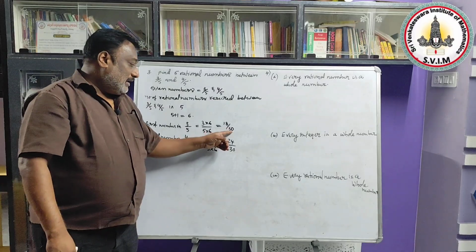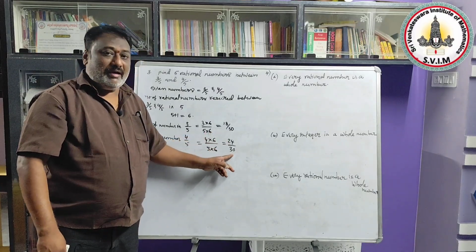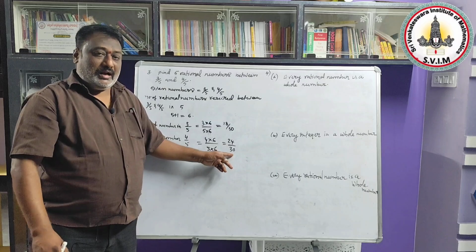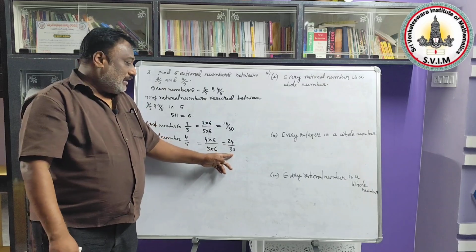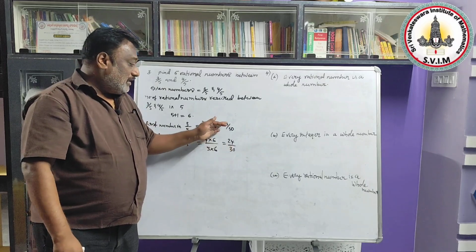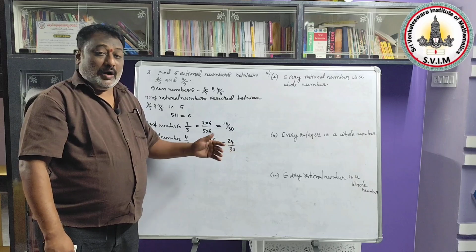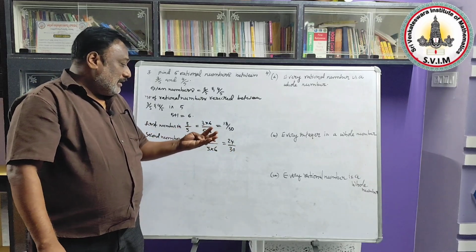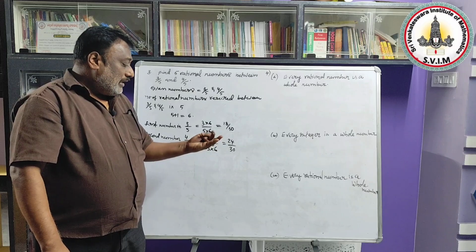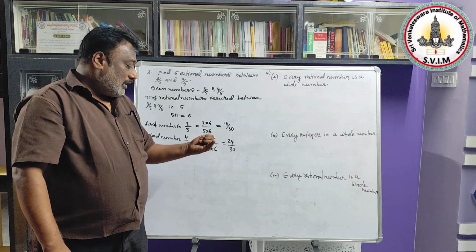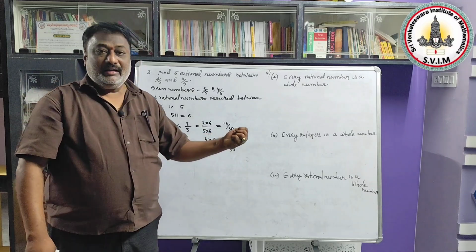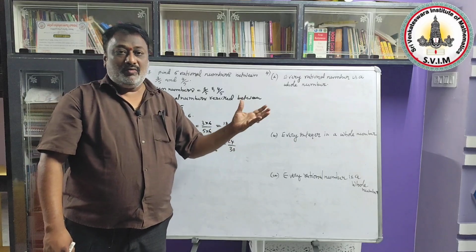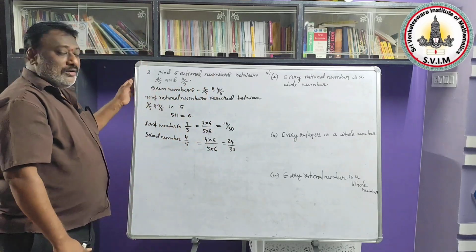Now listen to me. Here if you observe these two fractions, they are having equal denominators. Now it is very easy to find some rational numbers between these two numbers. How? So 18 by 30, after that 19 by 30, 20 by 30, 21 by 30, 22 by 30, 23 by 30. 5 rational numbers we are getting. Okay. In that way we need to write.